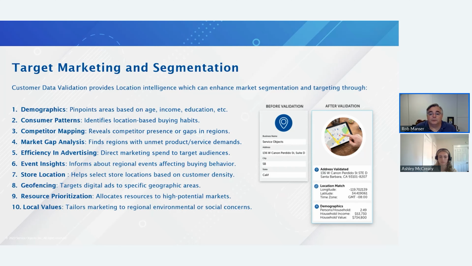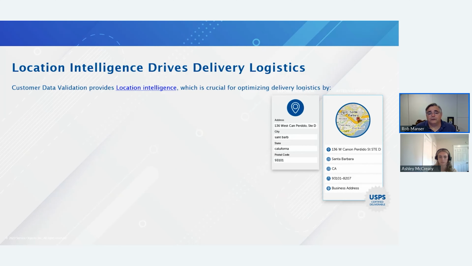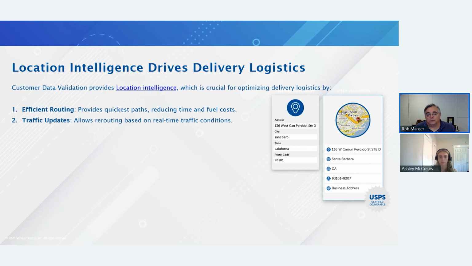Let's talk a little bit about how that address and the location intelligence that comes with it can drive some of your delivery logistics. The first thing, obviously, is getting the address right is going to improve your route planning and make sure that the product is delivered. But it's also going to help you plan for quickest paths, reducing drive time and fuel costs. It's going to allow you to look at traffic and possibly do rerouting in real time, because the address is the pin that they're going to that is accurate.